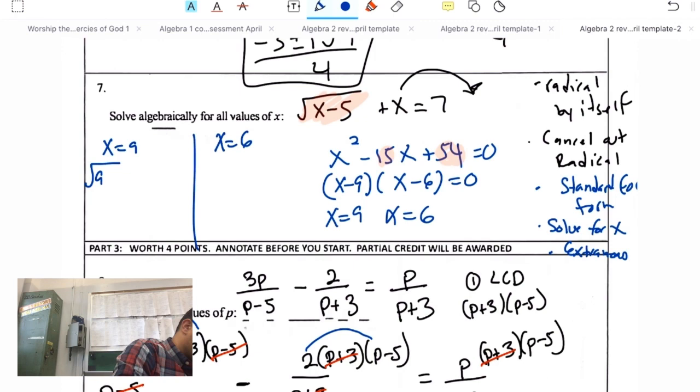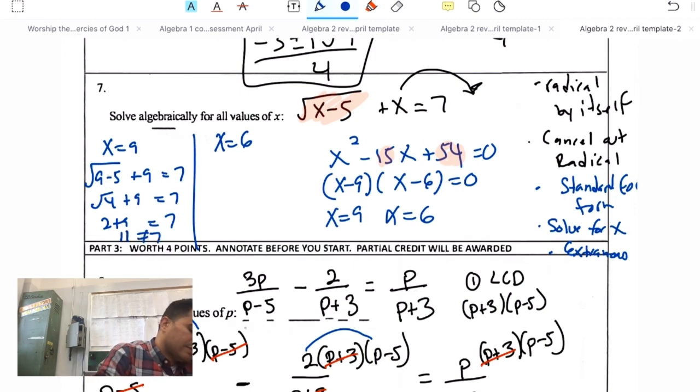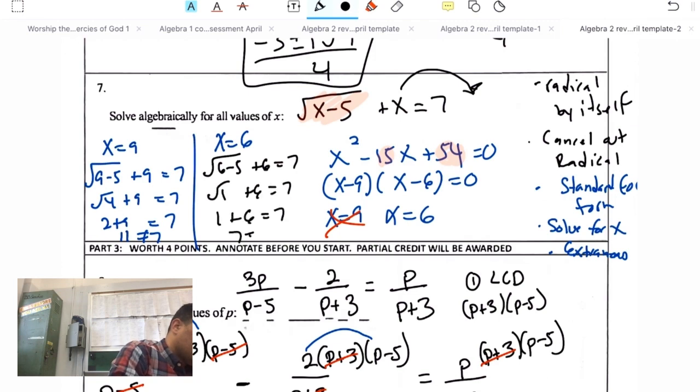We do square root of 9 minus 5 plus 9 equals 7. So we get square root of 4 plus 9 equals 7. 2 plus 9 is 11. Oh, 11 is not equal to 7. So actually we eliminate this. X can't be 9. Let's check for 6. 6 minus 5 plus 6 equals 7. Square root of 1 plus 6 equals 7. 1 plus 6 equals 7. 7 equals 7. That is correct. Okay, so that's our answer there.